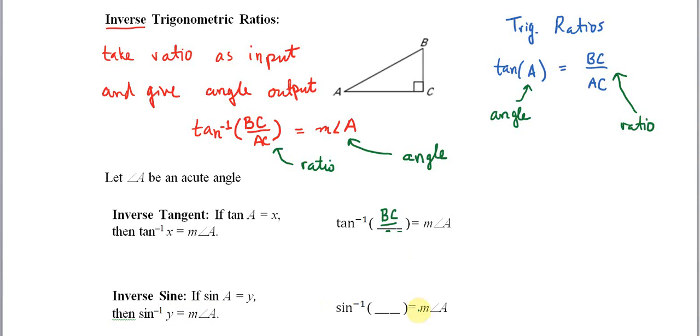And let us use our picture here. The sine inverse of what is equal to the measure of angle A? This is the equivalent of saying the sine of angle A is equal to what? We can see in this picture that the sine of angle A is equal to the opposite leg, which is BC, over the hypotenuse, which is AB. So that means the sine inverse of BC over AB is equal to the measure of angle A.